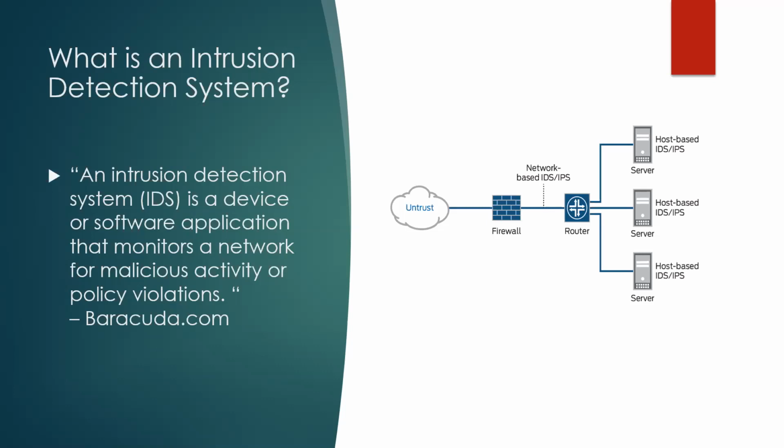In the diagram on the right, you can see an example of a network which has both an NIDS and HIDS deployed. This is just one example of many variations you could have with intrusion detection systems. Now, let's dive into the types of intrusion detection systems.